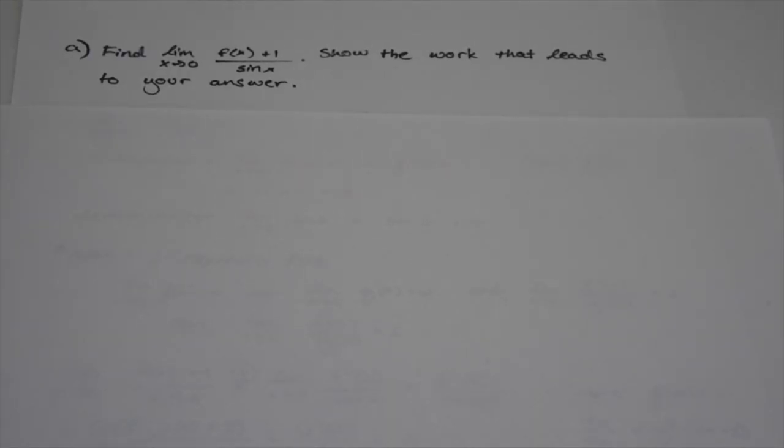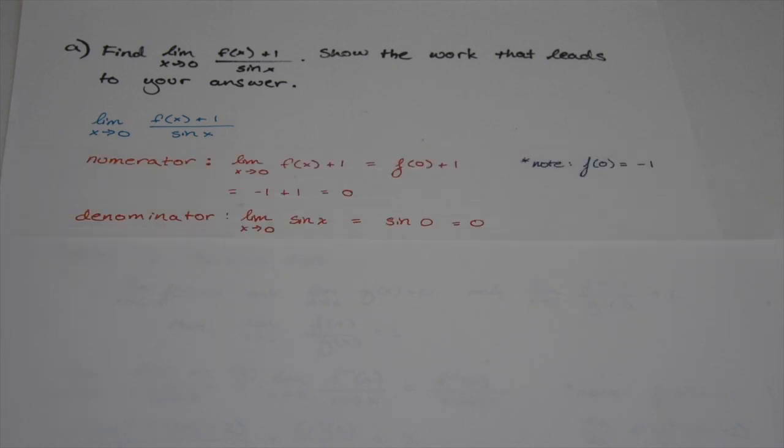In order to solve part A, we know the limit as x approaches 0 of (f(x) plus 1) over sine of x is given. We have to show our work that leads to our answer. If we try to simplify it, we can't really separate the numerator and denominator and collapse it. So we have to plug in the limit as x approaches 0 for the numerator and denominator separately.